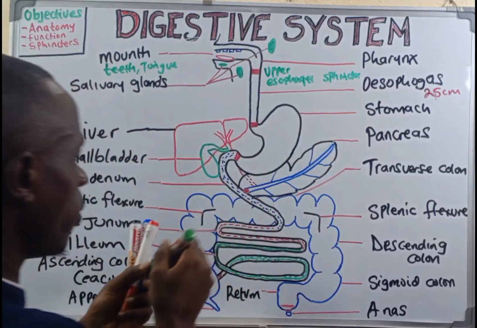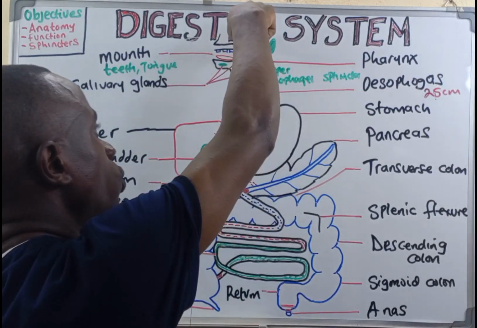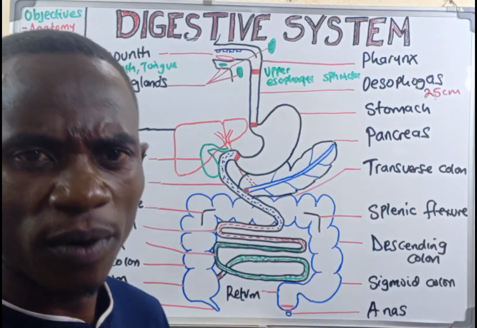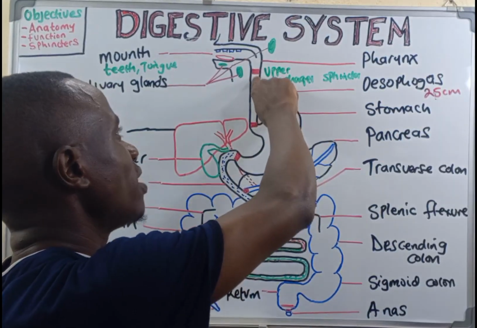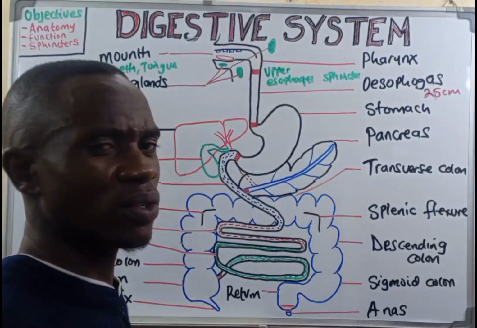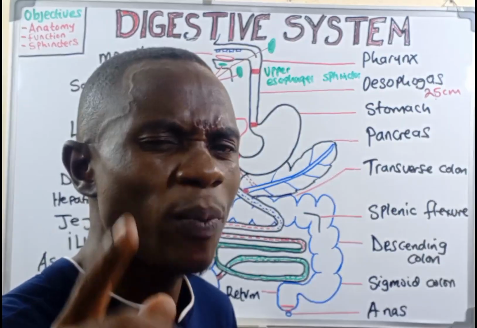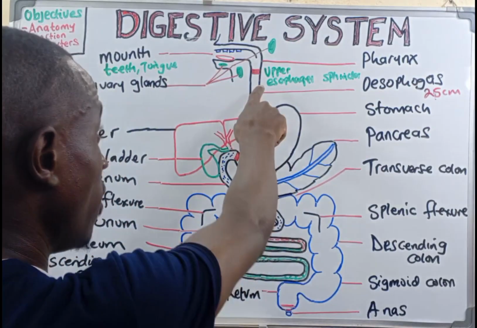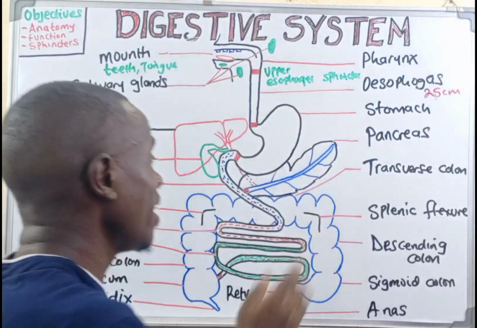Okay, it is going to be helping in allowing food to move into the esophagus. Meaning that if this sphincter doesn't open, we shall not have the movement of the food into the esophagus. It is super dangerous in the case of failure of this upper esophageal sphincter to open.